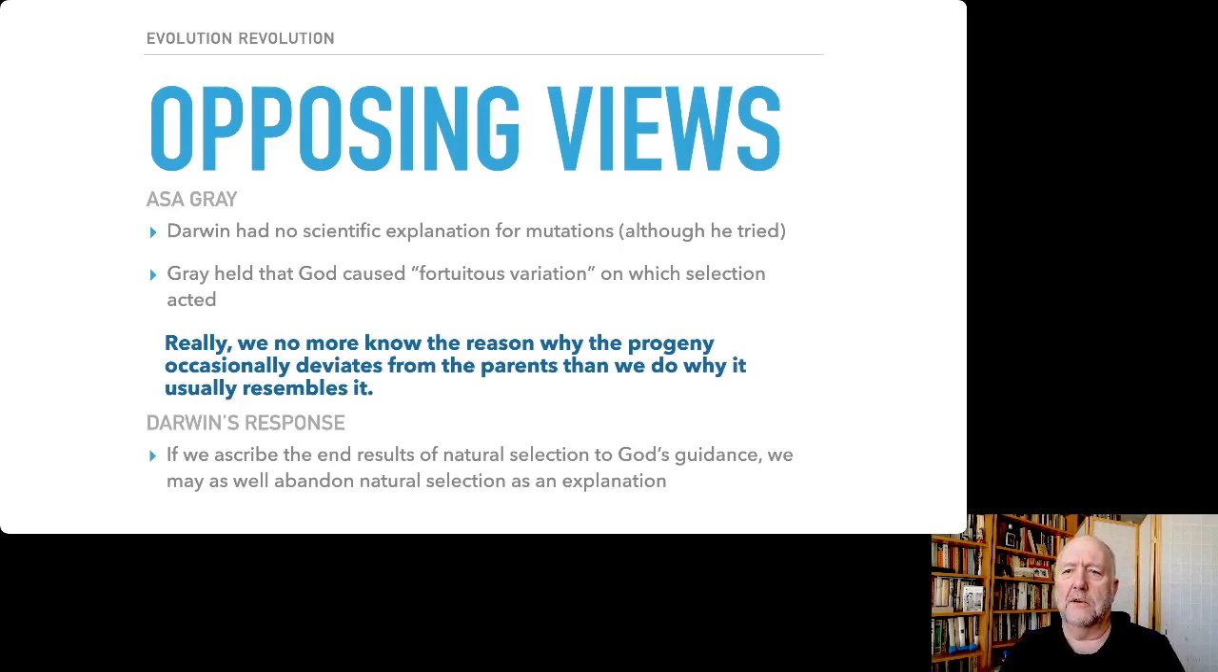And Gray held that God caused this fortuitous, another word for lucky, variation on which selection acted, and argued that we know more, know the reason why the progeny occasionally deviate from the parents than we do why it usually resembles them. In other words, there wasn't a good knowledge of inheritance at the time. Darwin responded, well, look, if we ascribe the end results of natural selection to God's guidance, we may as well abandon natural selection. All we need is God's guidance. And Darwin had written elsewhere that this was to basically explain nothing.